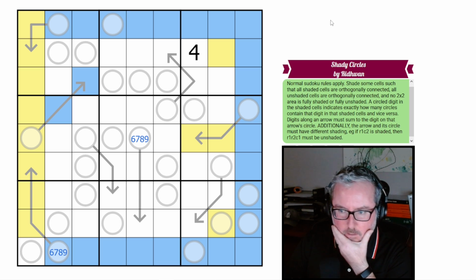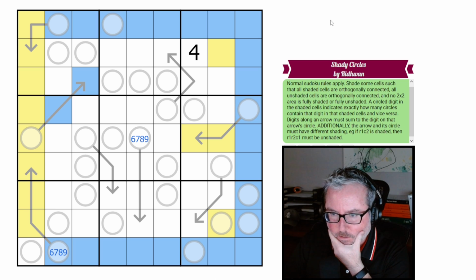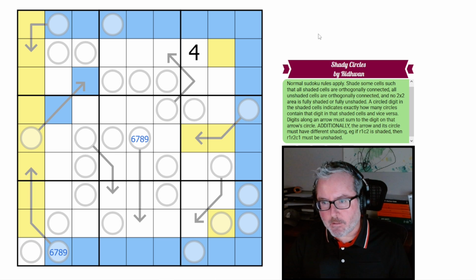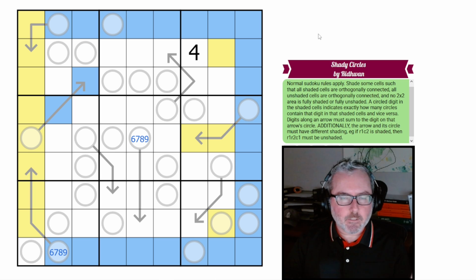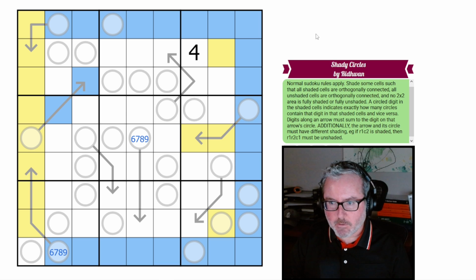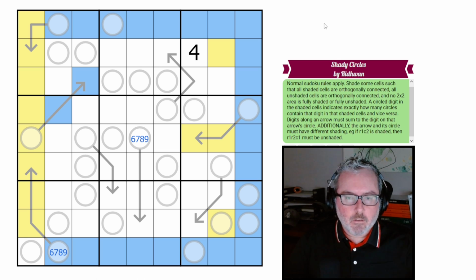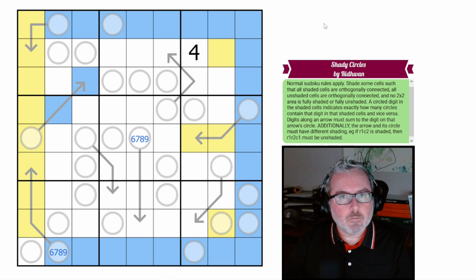Let's think. Did it say something about the... No, that must have been a different puzzle. I thought there's something to do with the given digits, but I think I was reading the rules of another puzzle that just invaded my brain there for a minute. I'm going to look at the rules real quick just to make sure I'm not going crazy. Okay, no, that's not the case in this. Trying to do too much in one day, I guess.